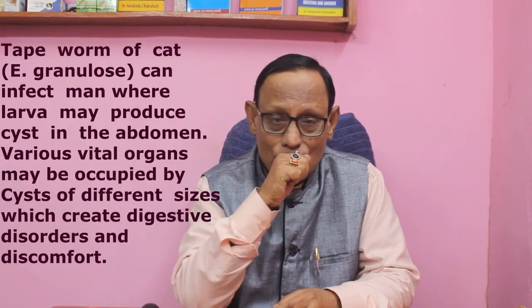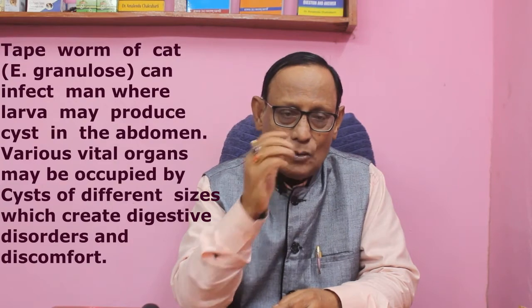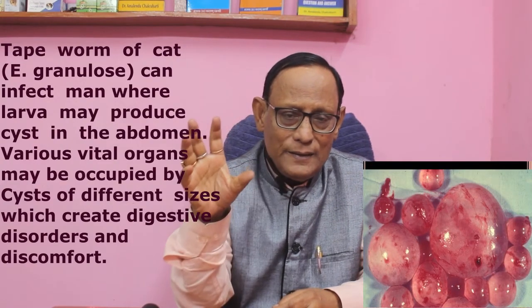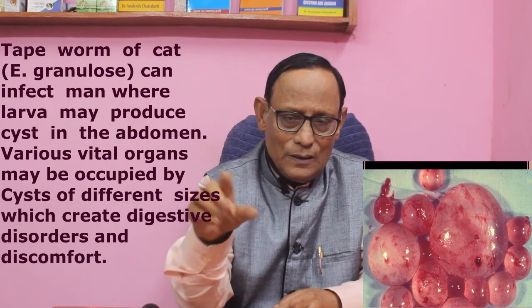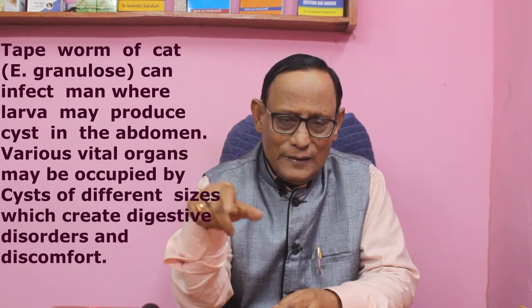And it has been estimated that there are 10,000 human cases per year in USA and 700 cases of ocular larva migrans per year in USA. So it's a very alarming proportion. Then tapeworm, the worm of cat, Echinococcus granulosus, that infects man by larva, may produce a lot of cysts in the abdomen. Various vital organs may be occupied by cysts of different sizes which create digestive disorders and discomfort. Cysts are there due to tapeworm cyst.